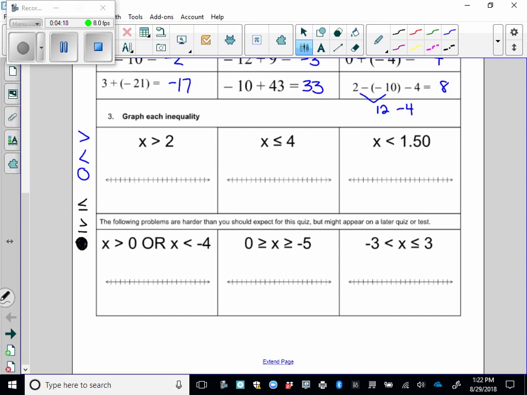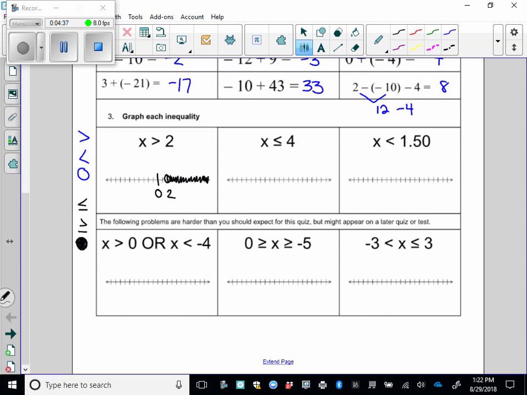So we read this as x is greater than 2. So mark your 0. Go over and identify where 2 would be. Make an open circle. And you're shading everything bigger than 2. So your picture would look something like that.